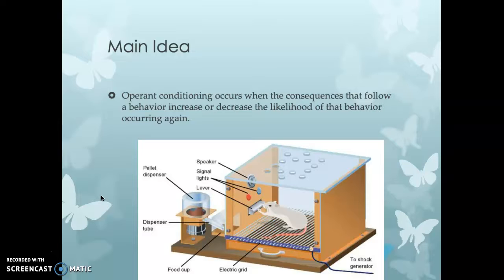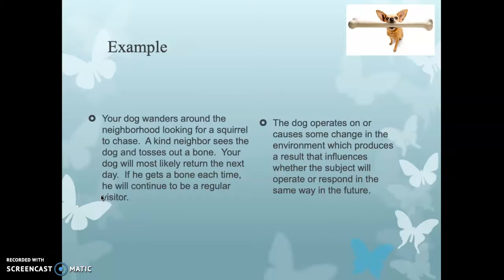All right, we're also going to talk about negative consequences that can occur. And if you look at this image, you might get kind of a clue that there could be some negative consequences. As you can see, there's an electric grid associated with this box and a shock generator. So there can be negative consequences as well. But either way, the idea is that the behavior with operant conditioning is reinforced either through positive reinforcement or negative reinforcement. We can influence the behavior of a certain subject.